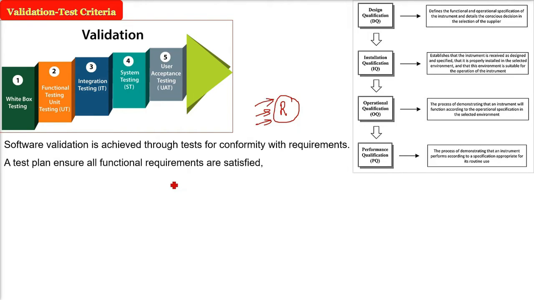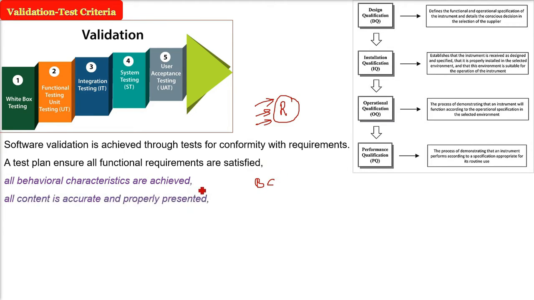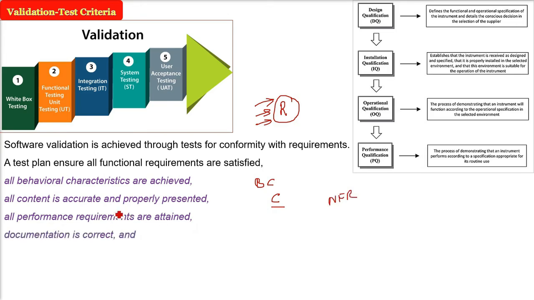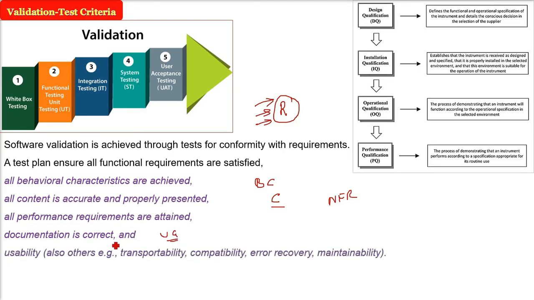A test plan will ensure all the functional requirements, and we'll talk about the NFRs also, non-functional requirements. All the behavioral characteristics of the software are achieved. All the content is accurate and it is properly presented. This is also a part of validation. Then all performance requirements are also attained, because performance requirements come under NFR. All the documentation is correct. Software is not only software, it is documentation also.